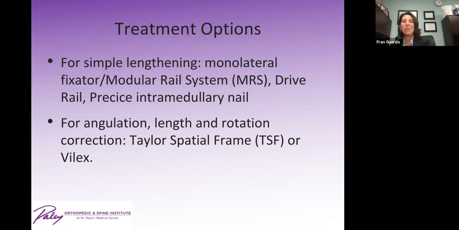He'll figure it out. So you can use a Taylor Spatial Frame or a Vilex frame. In the past, we used the Taylor Spatial Frame, but we're now using the Vilex frame. They're computer-driven frames that can correct deformity on multiple planes at the same time, and also for length. So those are really nice tools to have in your toolbox.